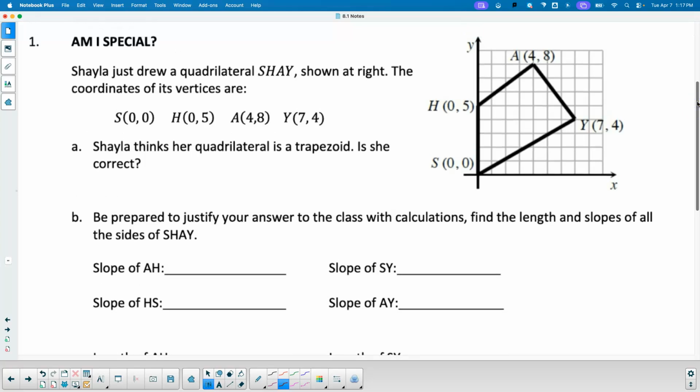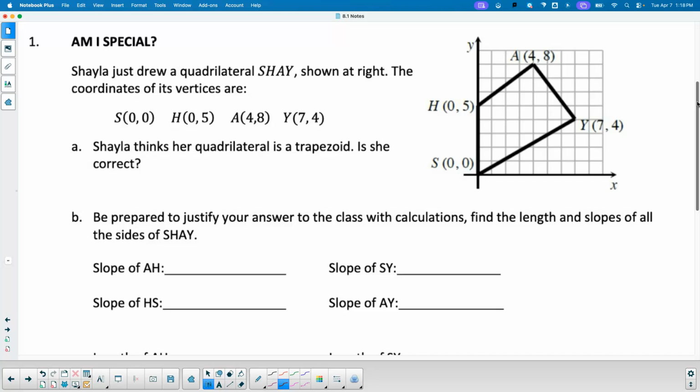Shayla just drew quadrilateral Shay, shown at the right. See how they came up with Shayla and Shay? The coordinates of its vertices are: point S is at the origin, point H is at 0, 5, point A is at 4, 8, point Y is at 7, 4. All of that's on your paper for you. Shayla thinks her quadrilateral is a trapezoid. Well, what are the properties of a trapezoid?